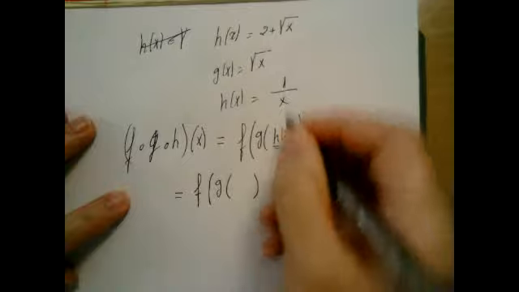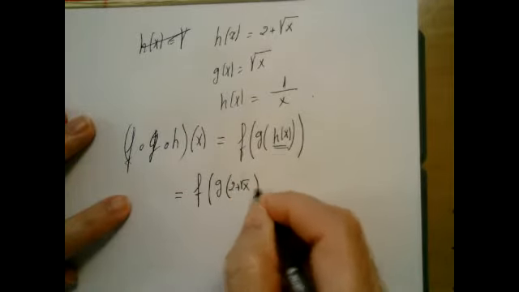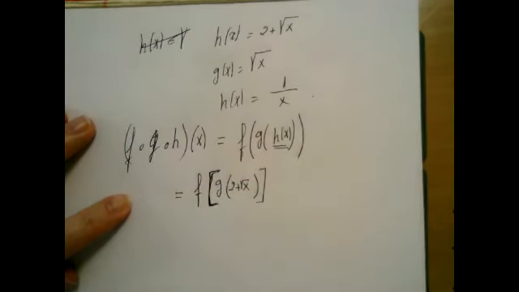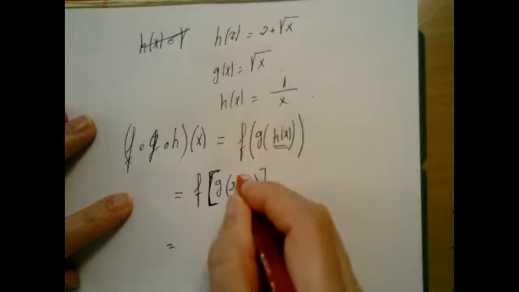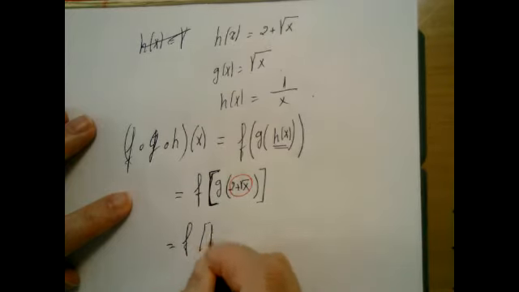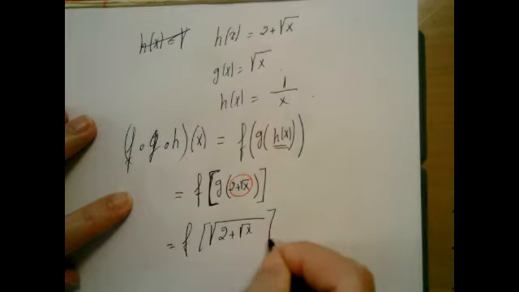What is h according to your classmate? H of x is this. Okay, now, what does g do according to your classmate? So g takes the square root of whatever you give it. So if you give it this, it takes its square root. So it's going to be f of the square root of whatever you give it.